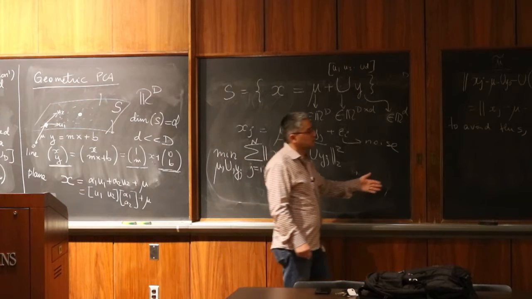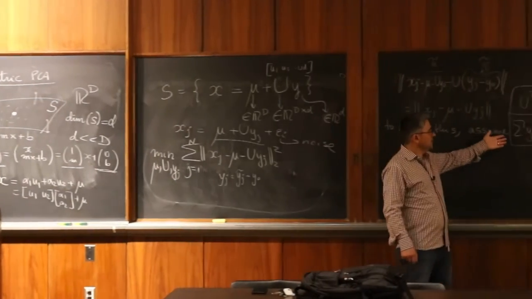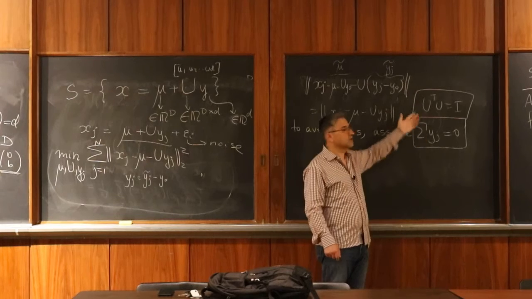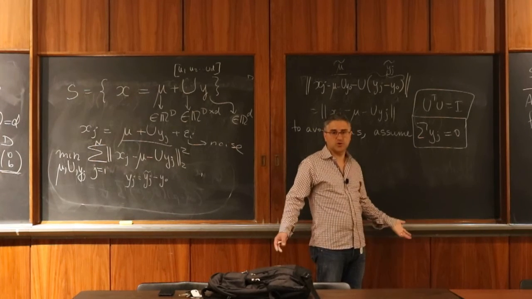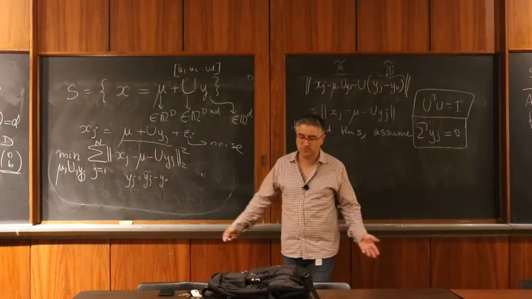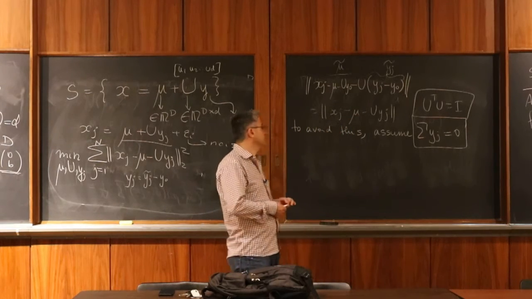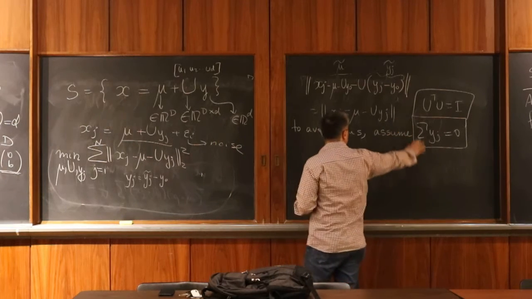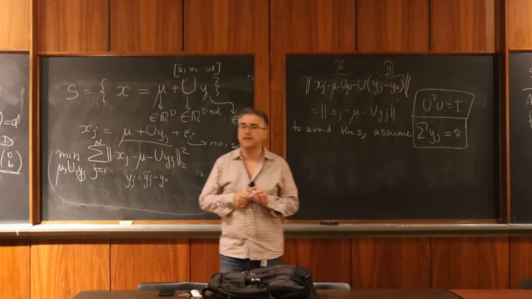But then, to avoid ambiguities, we're going to assume that the y's are centered, and we're going to assume that the basis is orthogonal. With that in mind, now it becomes an optimization problem that I can try to solve. So, minimize this subject to these two constraints. That's the problem. How do we do that?